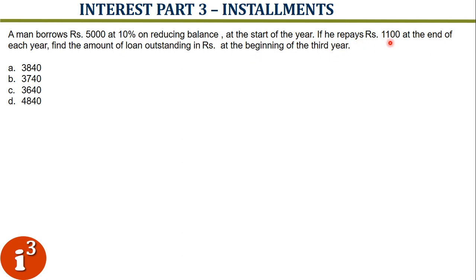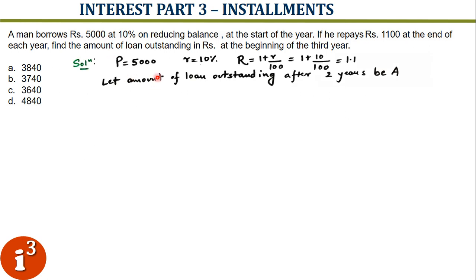If he repays rupees 1100 at the end of each year, find the amount of loan outstanding in rupees at the beginning of the third year. So he repays 1100 after 1 year, and again he repays 1100 after one more year. So at the end of 2 years, you will have repaid 1100 two times. So what is the amount of loan outstanding at the beginning of the third year? That is after the end of 2 years. Both are the same.